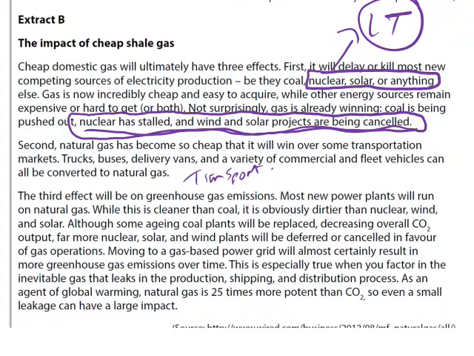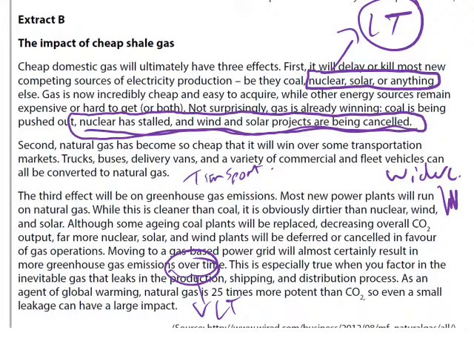The third effect will be on greenhouse gas emissions. Most new plants will run on natural gas. This is cleaner than coal, but it's dirtier than nuclear, wind and solar. So that's a nice wider context for evaluation. Although some aging coal plants will be replaced, far more nuclear, wind and solar plants will be deferred or cancelled in favour of gas. Moving to a gas-powered grid will almost certainly result in more greenhouse gas emissions over time. So again, this is that long-term evaluation of, is this the best for the economy?